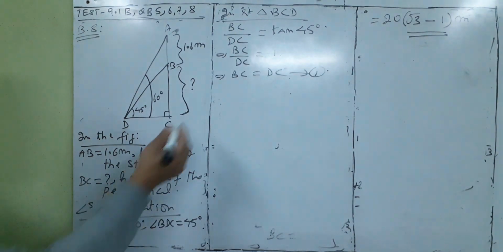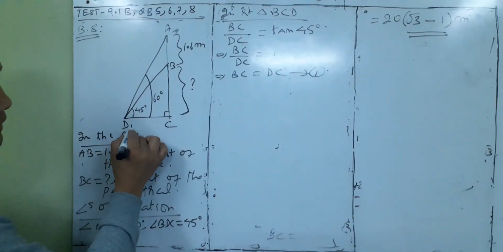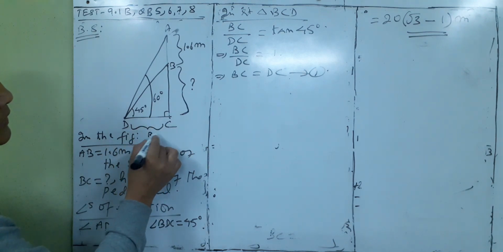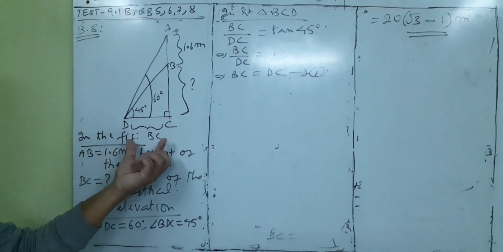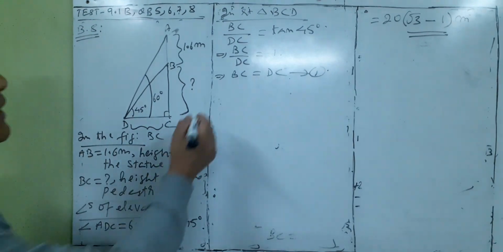So learn to see this. BC and DC are equal. These two are equal. Means in a sense you can just write here BC if you want. So DC is the same as BC. So that makes things easy for you.